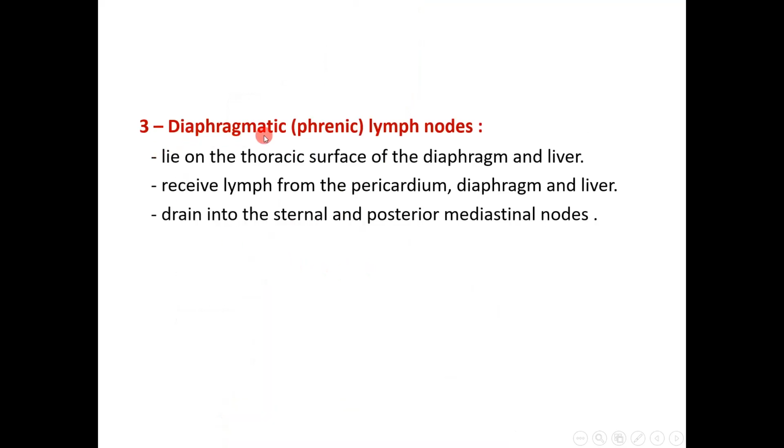The third group is called the diaphragmatic or phrenic lymph nodes. Phrenic means diaphragm. This group of lymph nodes lies on the thoracic surface of the diaphragm and liver, and they receive lymph from the pericardium, the diaphragm, and the liver. And these diaphragmatic phrenic lymph nodes drain into the sternal and posterior mediastinal nodes.